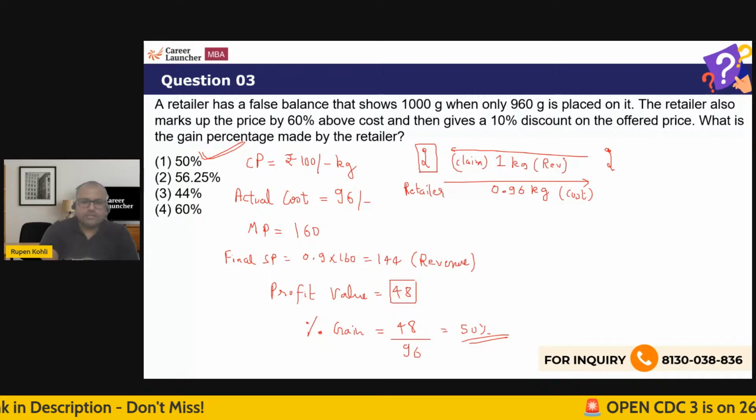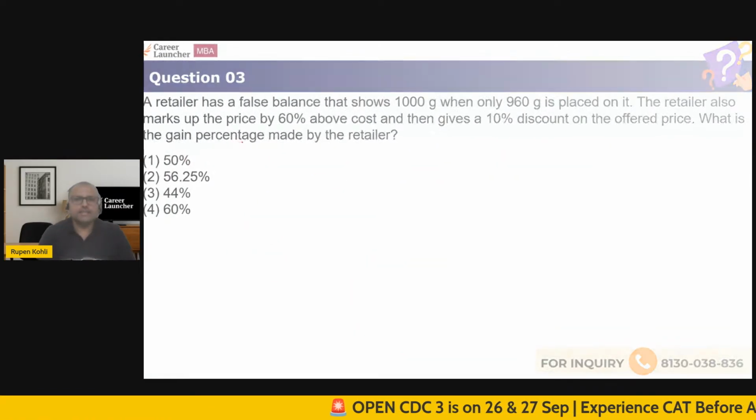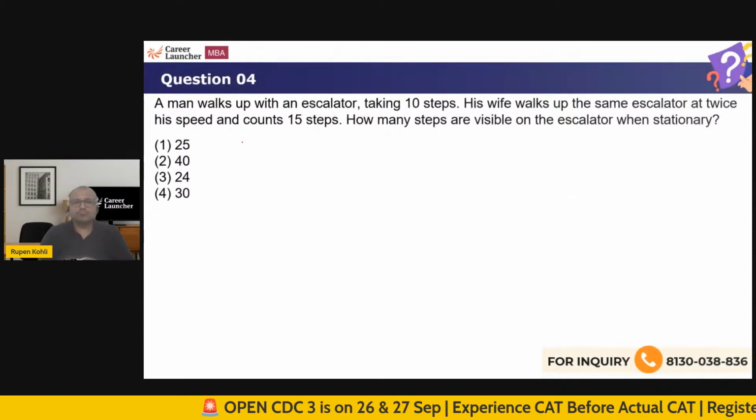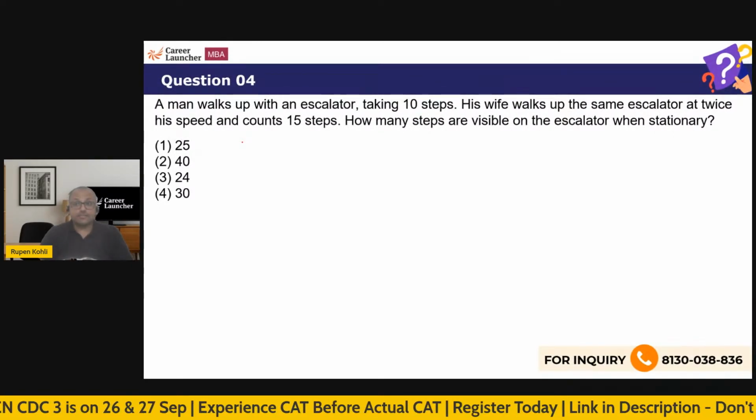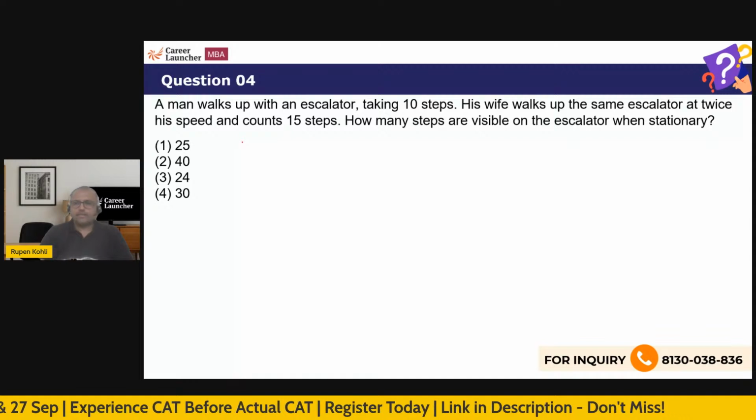चलिए और देखते हैं नेक्स्ट वन पीपल. चलिए लेट्स सी. Escalators. Let's see.